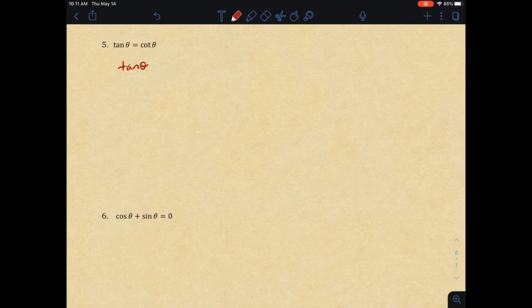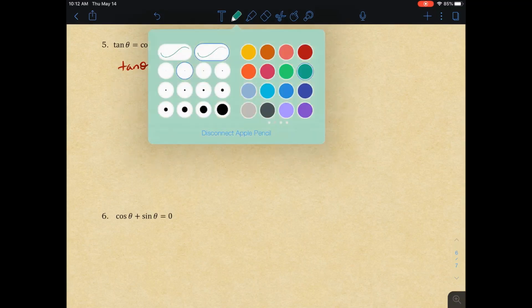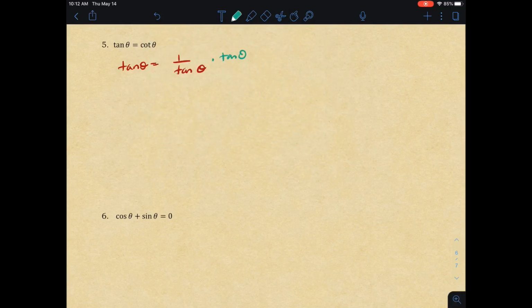So tangent of theta here is equal to, now cotangent of theta is just 1 over tangent of theta. So a lot of times, if you can rewrite the entire equation in terms of one trig function, I would usually do that. And then from here, what I can do next is just multiply both sides by tangent of theta.